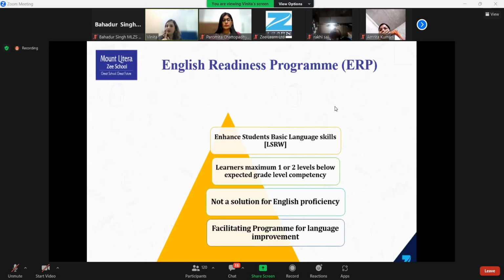Well, one more thing that you need to keep in mind is that this is not a solution for students to gain proficiency in the language. It is a facilitating program for language improvement. So we have to be very careful about that idea. We should not be over ambitious, thinking that the English Readiness Program is going to make my students proficient in the language. No, it is a language improvement program. Okay.